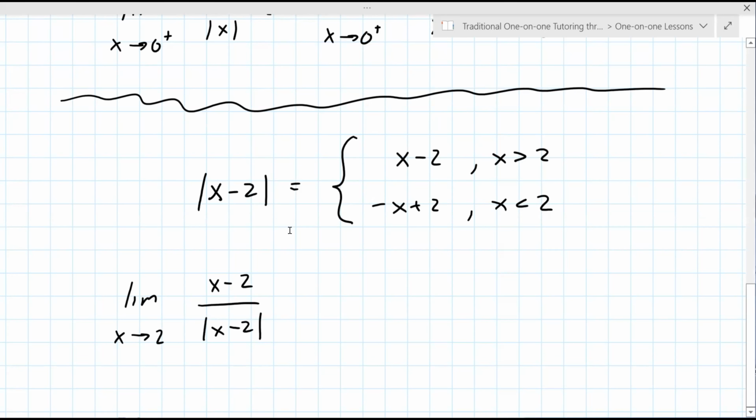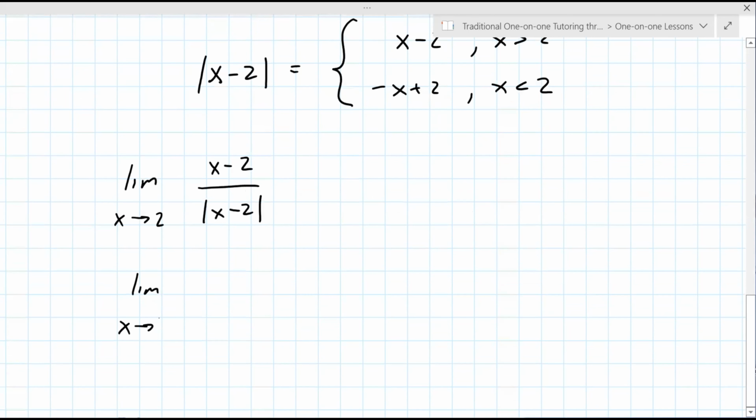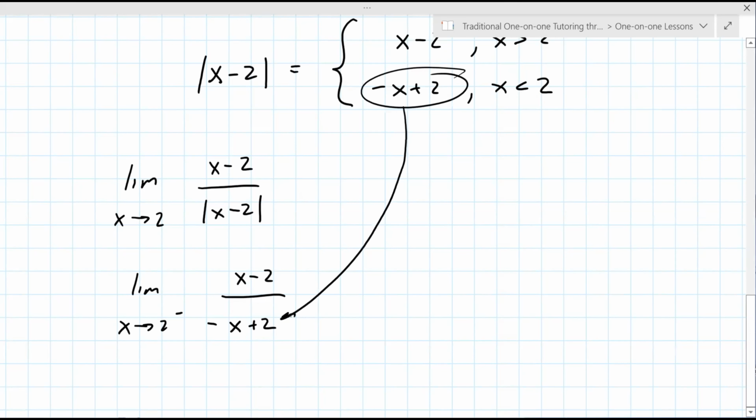So for example, when we're trying to take the limit as x approaches 2 from the left, next to it we're gonna write (x minus 2) over the absolute value of negative (x minus 2). Why the negative? You substitute in the form for when it's less than 2. Oh, gotcha. You go back to the parent function, per se. Yes. Then you substitute and whatever.